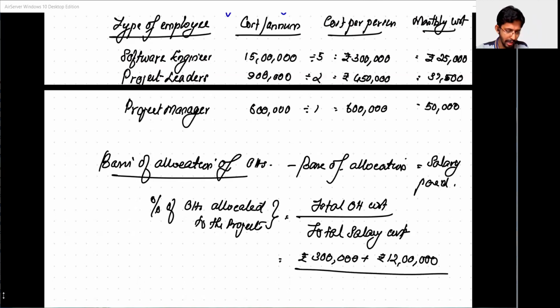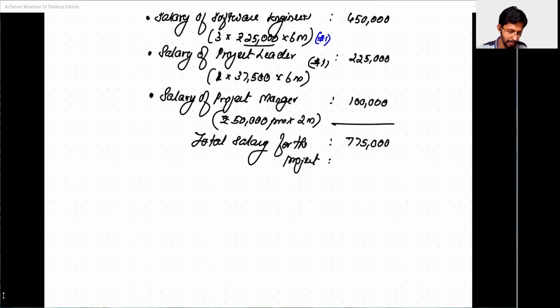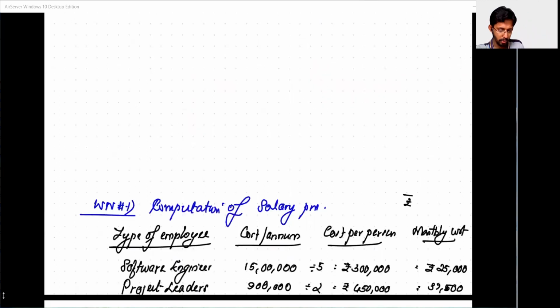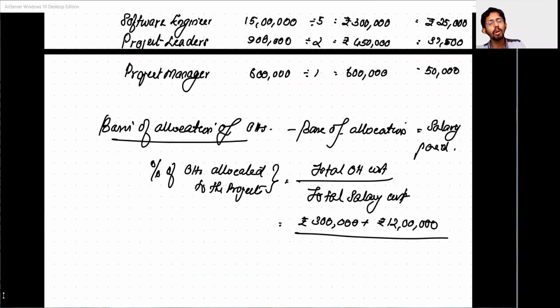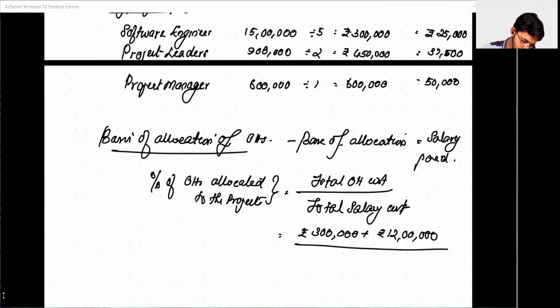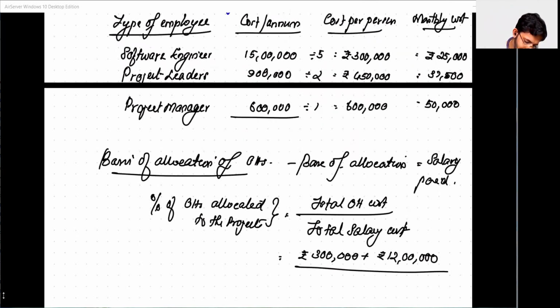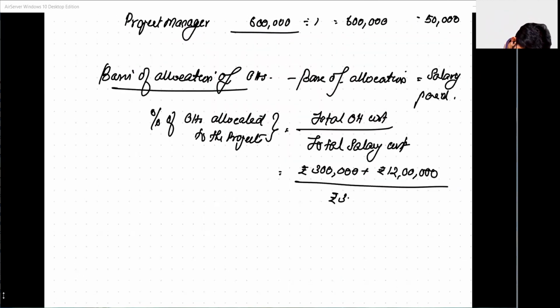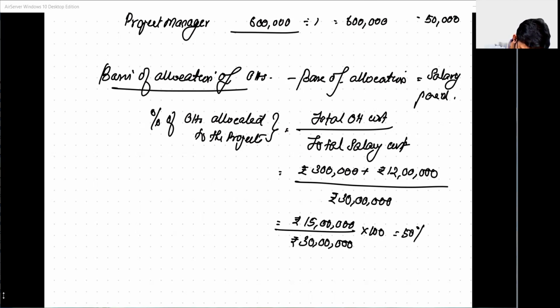And total salary cost. Can you take this total salary cost, 7,75,000? No. That is the salary cost for this entire project alone. Whereas to compute this overhead rate, what you need is the total salary cost of the entity. Which means it should be total of this 15 lakhs plus 9 lakh, 24 lakhs plus 6 lakh, that is 30 lakhs. So 15 lakhs divided by 30 lakhs into 100, that is 50%.